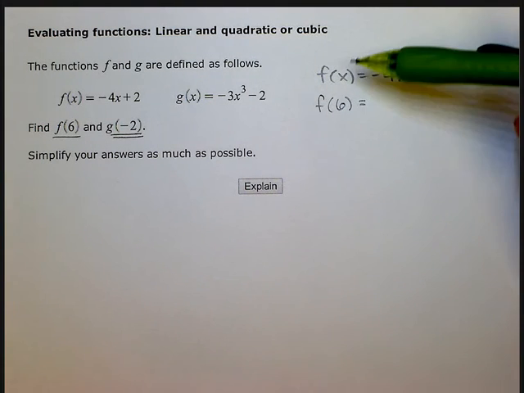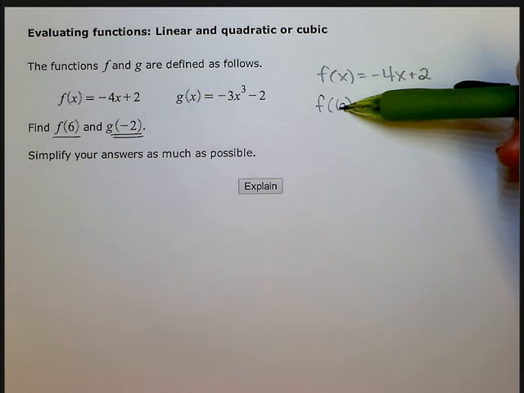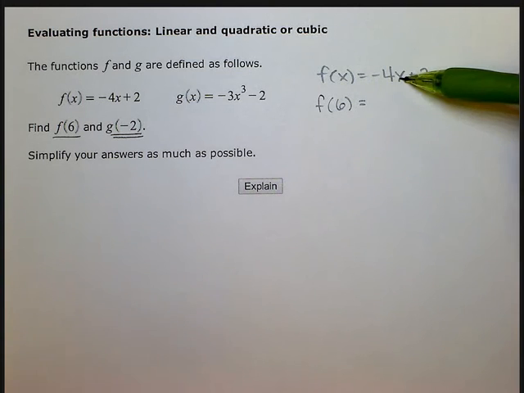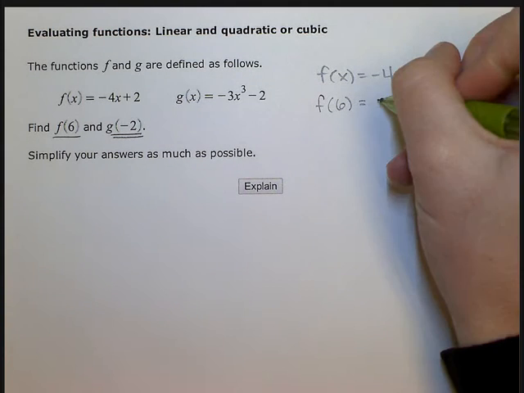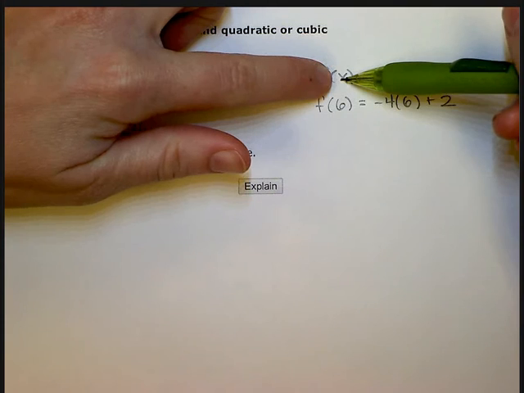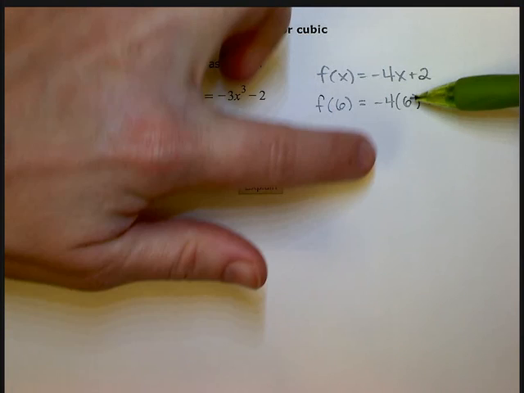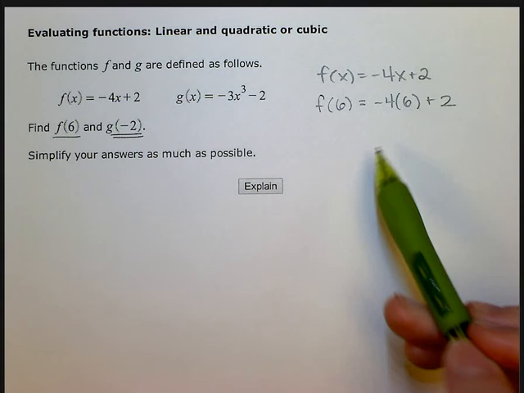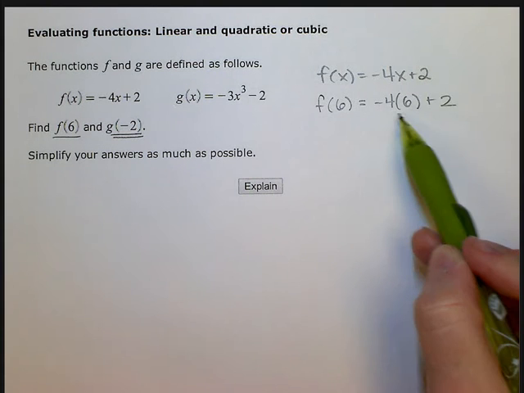If we replace this x with a 6, we need to also replace this x with a 6. But we keep everything else the same. So if this x turns into a 6, this x has to turn into a 6, but everything else stays the same. Now we just evaluate this.